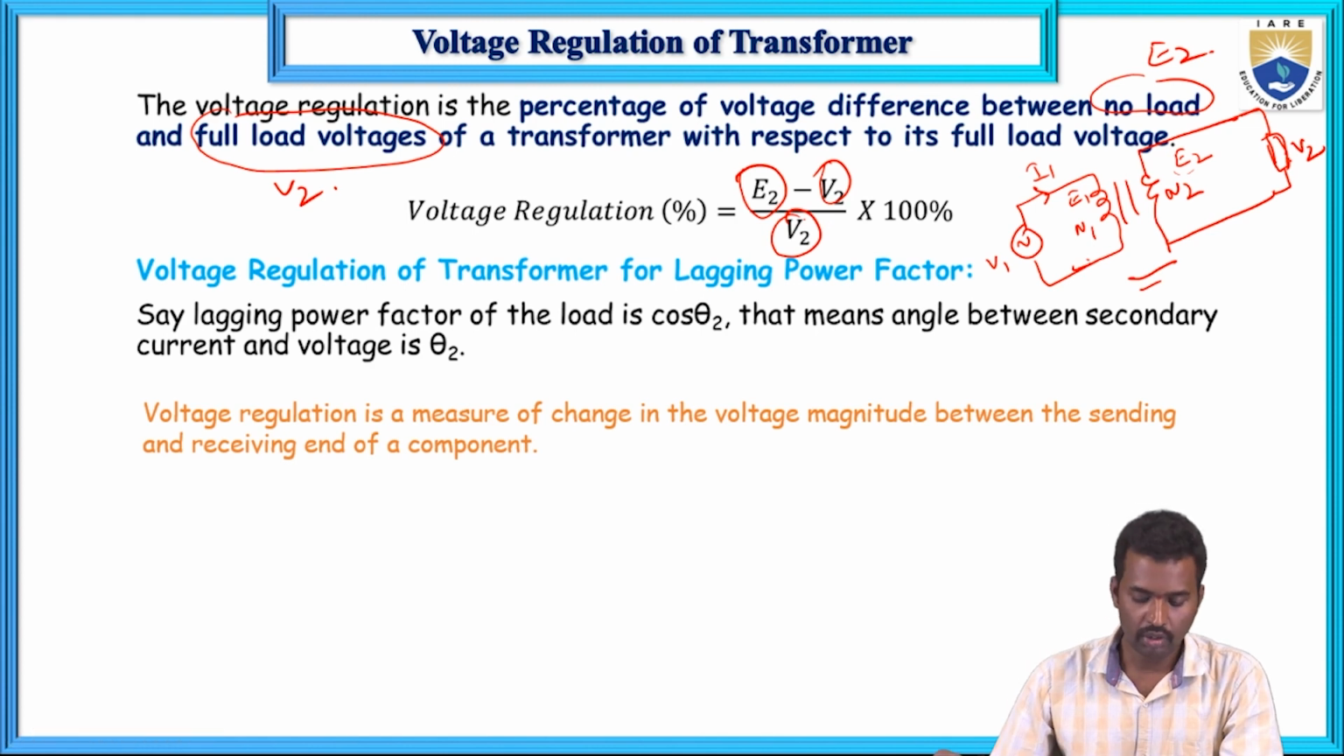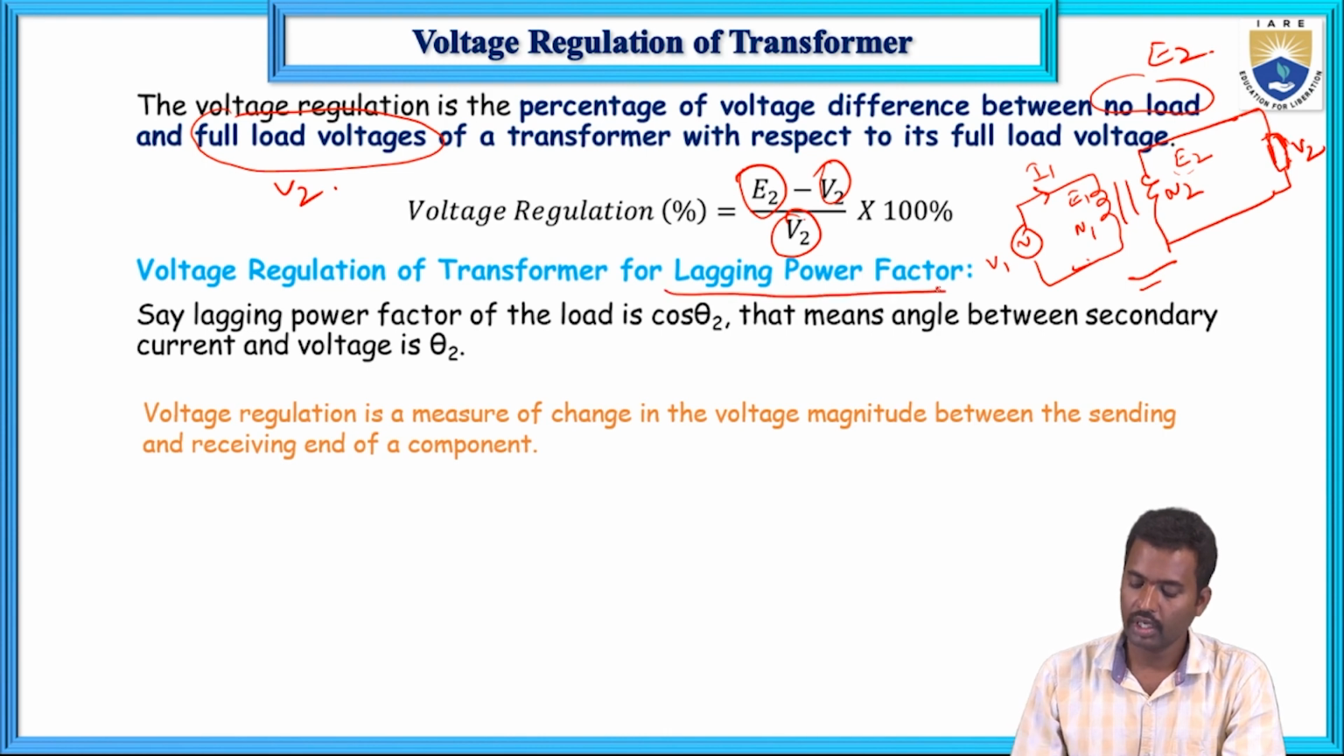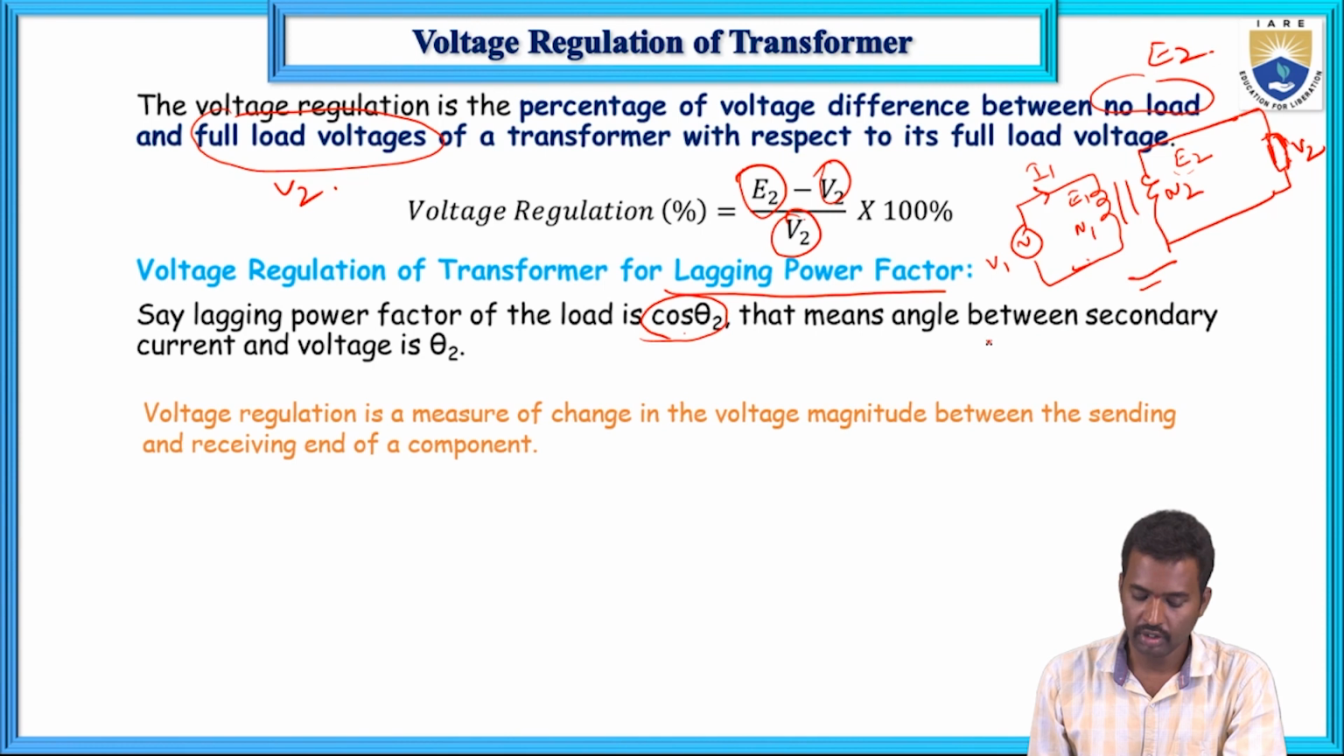Now, first I will explain the voltage regulation of the transformer. There are three types of loads here: lagging load, leading load, and resistive load. Lagging load means inductive load, leading load means capacitive load. First I will explain for lagging load. The power factor for lagging load is cos theta 2, where theta 2 is the angle between the secondary current I2 and the secondary voltage V2.